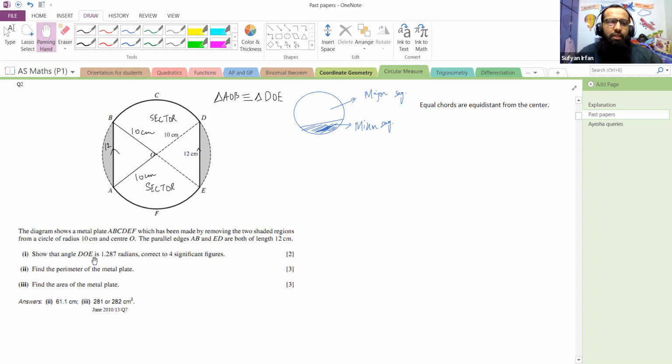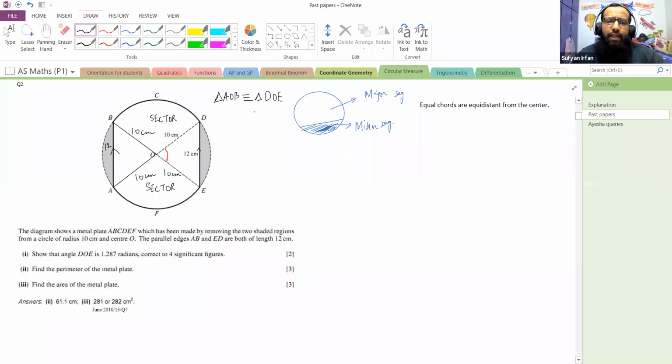Part number 1 says show that the angle DOE is 1.287. This angle needs to be shown. Let me highlight it. DOE. This angle is to be shown. Angle DOE. Now how can we show this angle? We know that this is 10, this is 10. Now one shortcut method could have been, we could have used the cosine rule over here, for finding this angle. However, let's suppose we are not preferring the cosine rule over here, what another property can be used?